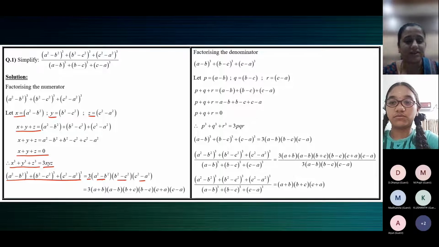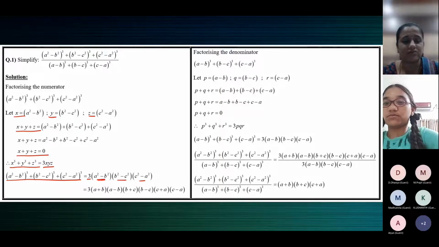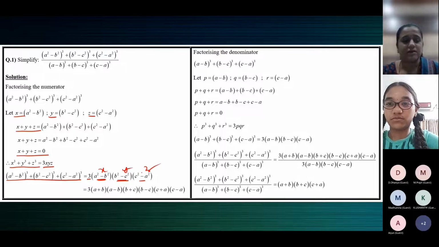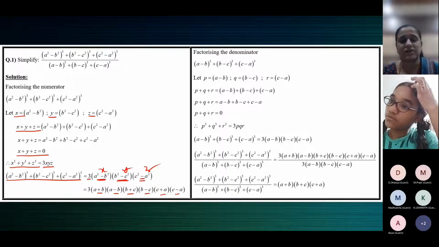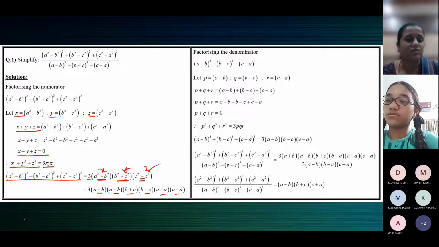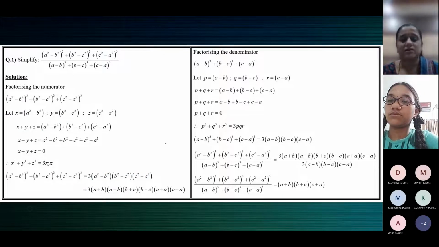You should not write xyz. x is what? a square minus b square. This is x, this is y, this is z. And further, because it's factorization, we are factorizing. So a square minus b square can be written as a plus b into a minus b. b square minus c square can be written as b plus c into b minus c. And c square minus a square can be written as c plus a into c minus a. So this is how we factorize the numerator.